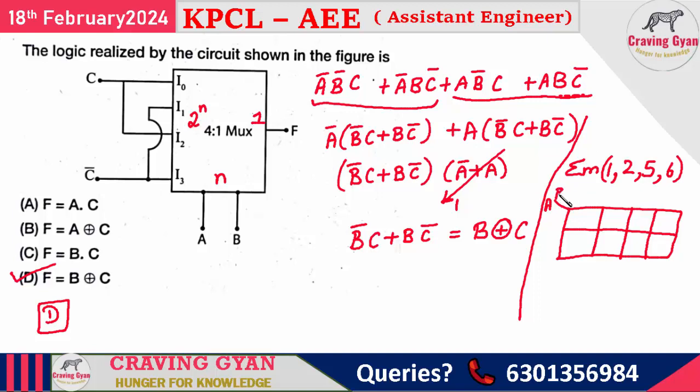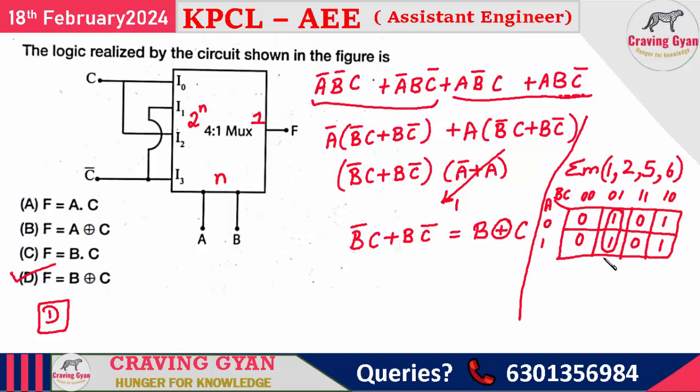A, B, C, 0, 1, 0, 0, 0, 1, 1, 1, 1, 0. Cell values are 0, 1, 2, 3, 4, 5, then 6 and 7. So the values that are 1 are 1, 2, 5, 6. The 0th cell is 0, 3rd cell is 0, 4th cell is 0, and 7th cell is 0.